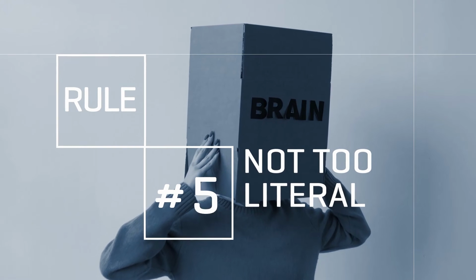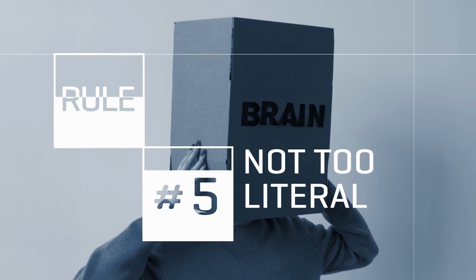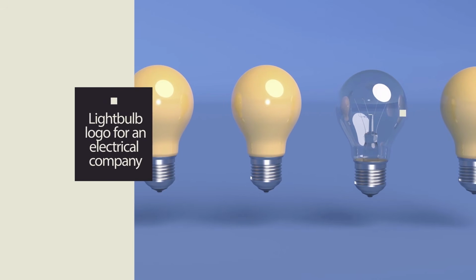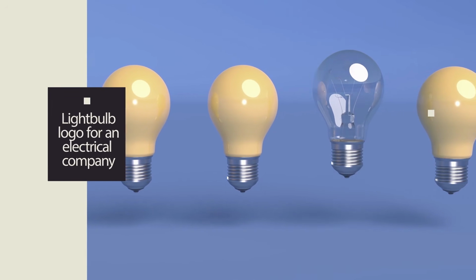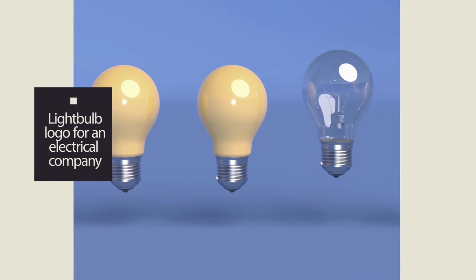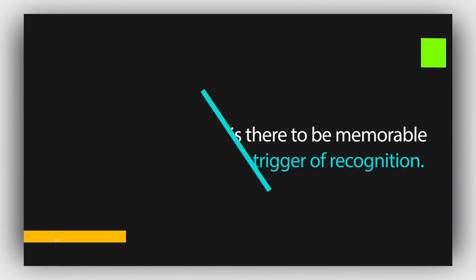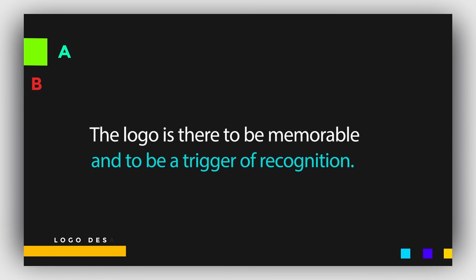Golden rule number 5 is that the logo shouldn't be too literal. An example here is a light bulb for an electrical company. The logo isn't here to show the audience what the brand does. That is a pretty common misconception. The logo is there to be memorable and to be a trigger of recognition within the consumer.